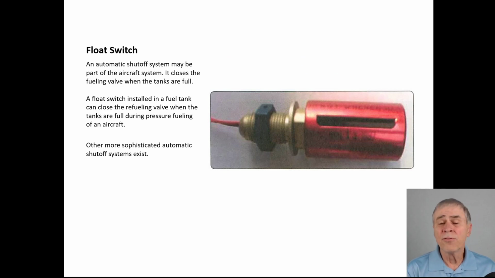A float switch. This is one of the ways they comply with FAR 23, which requires some sort of indicator. And if this is a float switch, you know it's in the tank, and that will indicate when to avoid overfilling. It's an automatic shutoff system, might be part of the aircraft system. It closes the fueling valve when the tanks are full. A float switch installed in a fuel tank can close the refueling valve when the tanks are full during pressure fueling of an aircraft. Other sophisticated automatic shutoff systems exist.